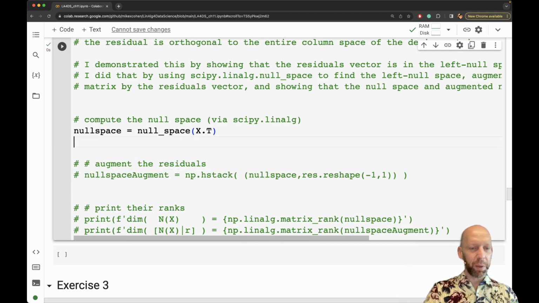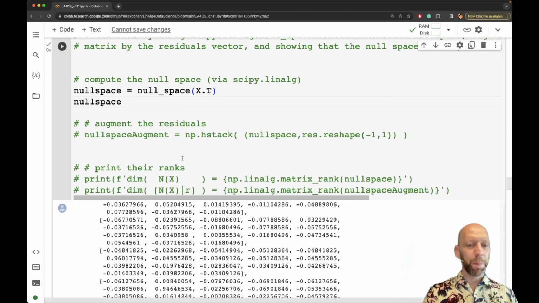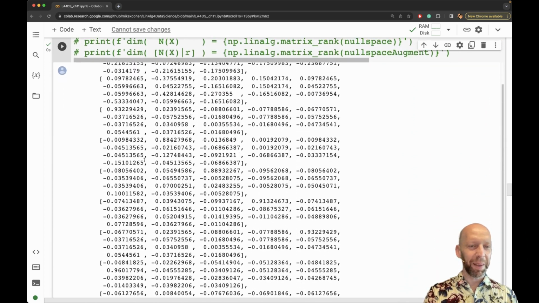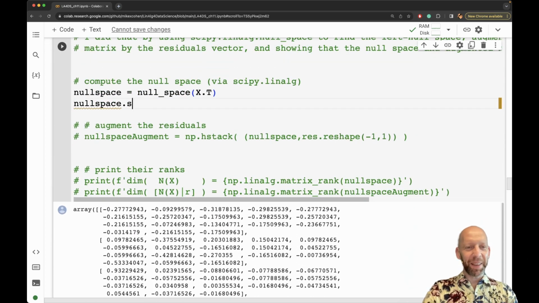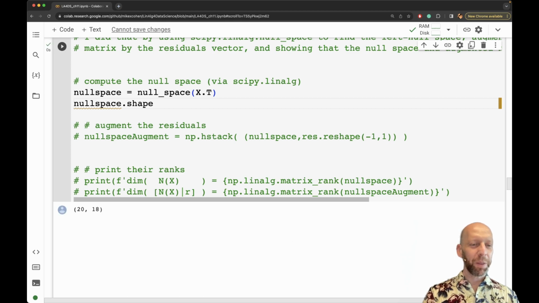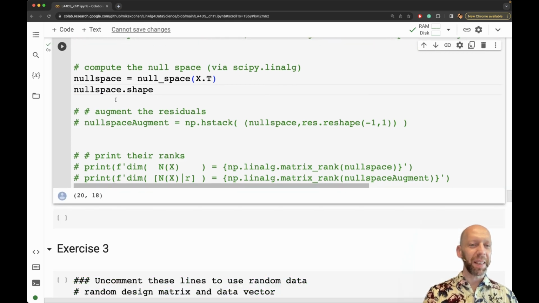So now I'm just going to print this out so we can have a look at it. Okay, so this is a bunch of numbers. Maybe that's not that helpful. Okay, then let's look at the shape. So we see that the shape of the left null space is 20 by 18.